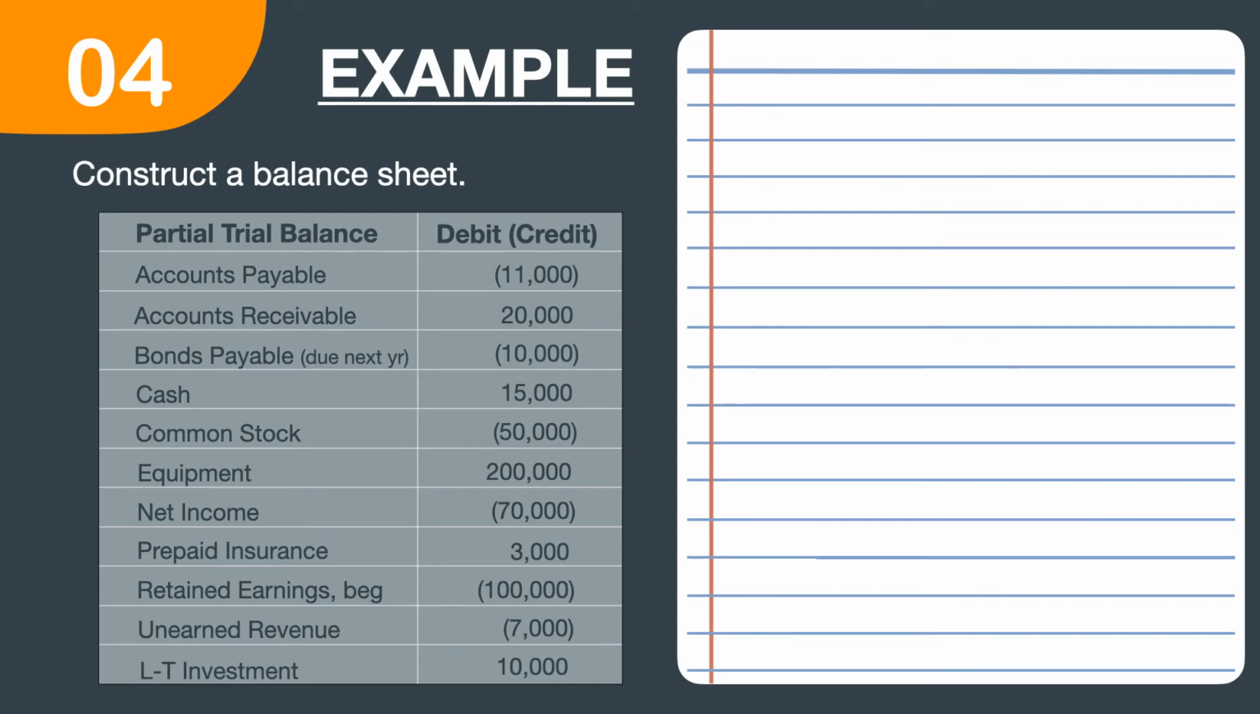And now, moving to the fun part, which is the example. We are given a partial trial balance and we are asked to create a balance sheet. Let's begin with our top 3 tier title. I'm going to say, I don't know, Psych Company. We have the title balance sheet, and we're gonna say this is for December 31st, 20XX.